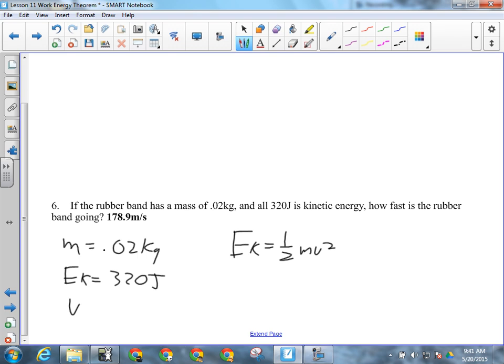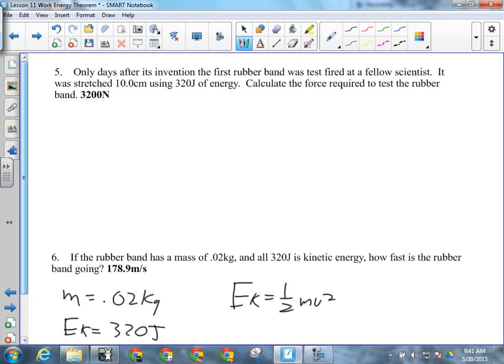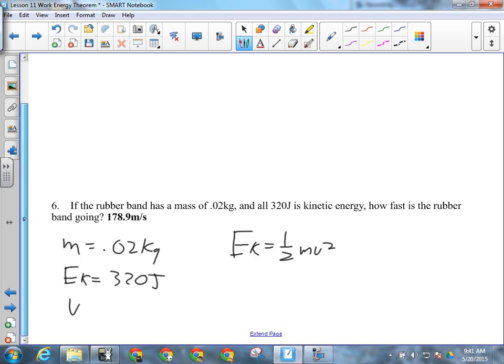Right? There's no initial and final here. We already did the work part. Okay, that was up here. Now they're just asking us, it has this much energy. How fast is it going? It never said work, right? It said it has this much kinetic energy. Here's this mass. Find out how fast it's going.